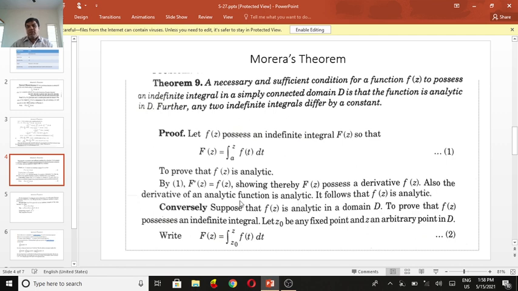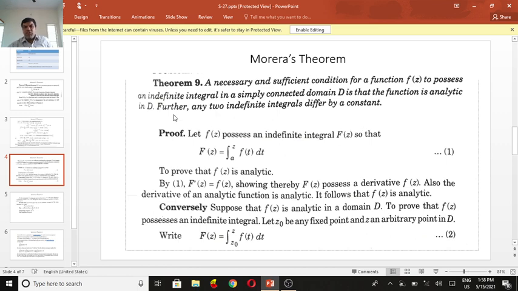The derivative of an analytic function is analytic. So the derivative exists, and it follows that f of z is analytic.